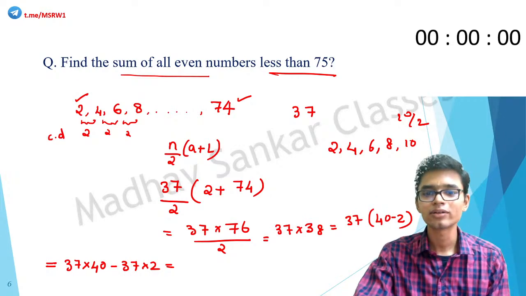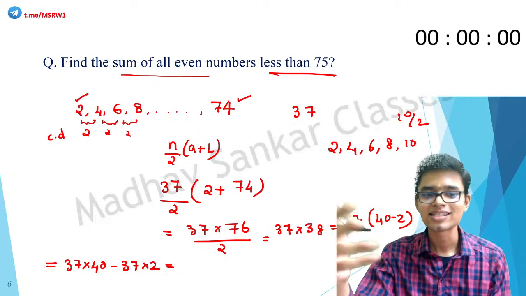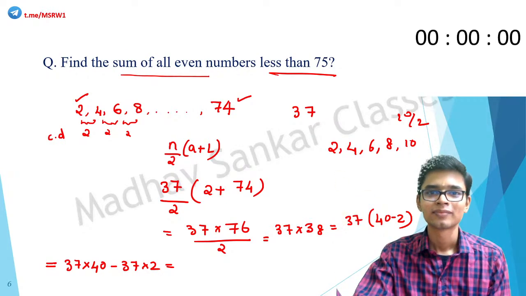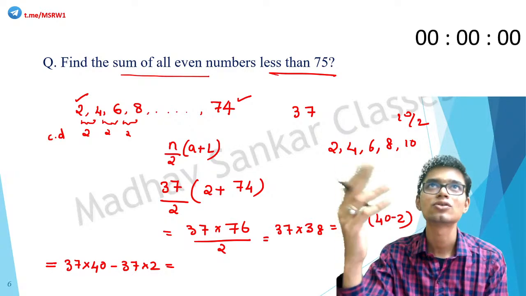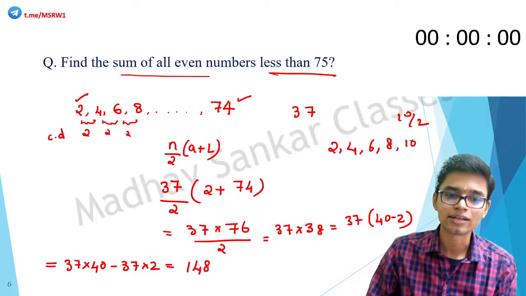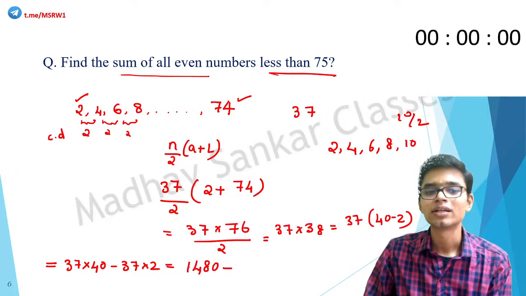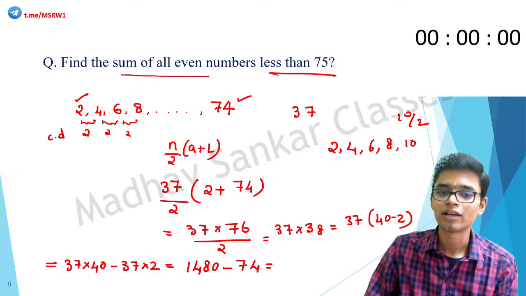So all we have to calculate is what is 37 into 4 and what is 37 into 2. Very easy. 37 into 4 is what? How much will we get? 30 into 4 is 120. 7 into 4 is 28. So 148. So this will be 1480 minus 37 into 2, 30 into 2 is 60, 7 into 2 is 14, so 74. So the value will be 1406.